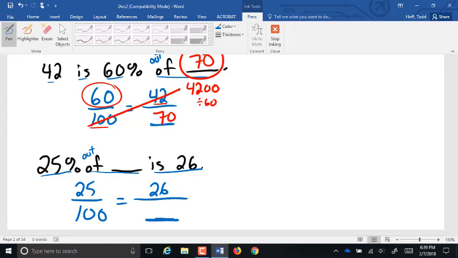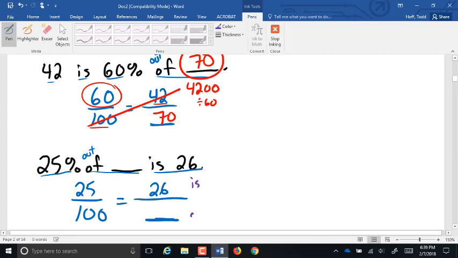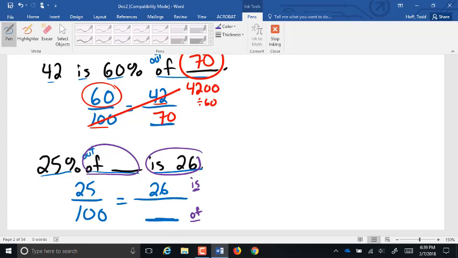Now, some of you may have been taught at some point a little thing of is over of. Does that sound like something you've heard? In these simple word sentences, of blank, that's the number that goes on bottom, is 26, that's the number that goes on top. Now that's a little gimmick that only works for this type of simple problem. When we get into more complex word problems, that doesn't always work out. So I don't want you to get too dependent on that. But if you get really stumped on these simple problems, that does work.